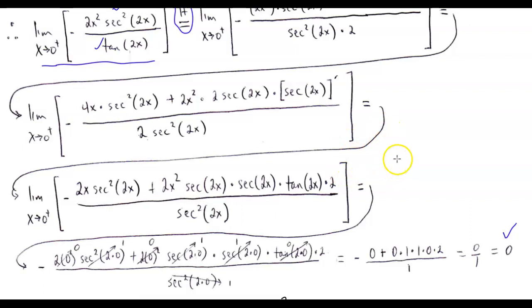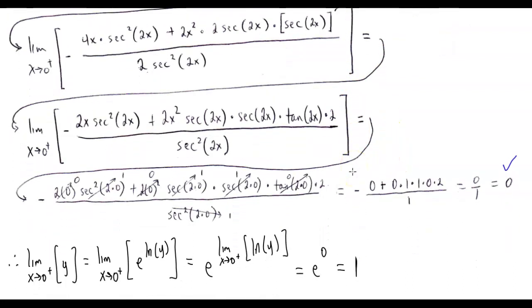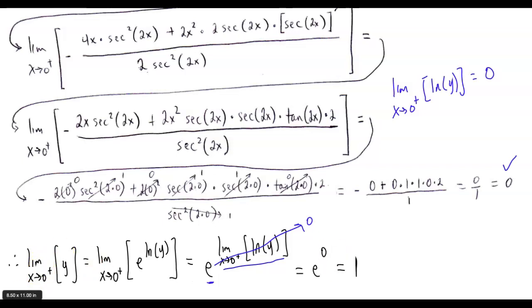So what does that mean? So at this point, what that means is that, and I'll just write it up here, the limit as x approaches 0 from the right of natural log of y is 0. Thus, the limit of y, which is what I actually want, is just going to be e raised to the limit of natural log of y as x approaches 0. And of course, all of this here is just 0. So e raised to 0 just ends up being 1. All right, so let's look at our next example.